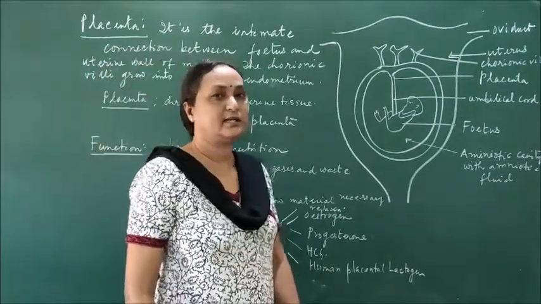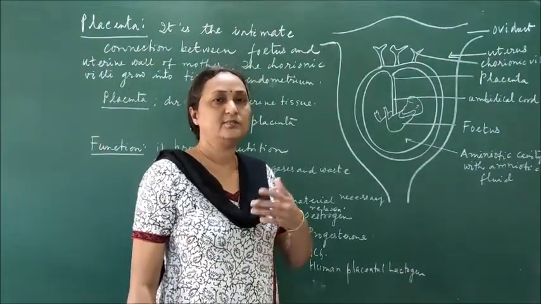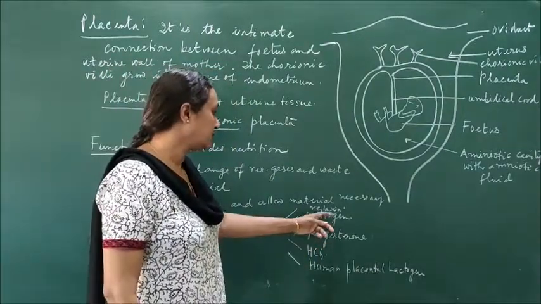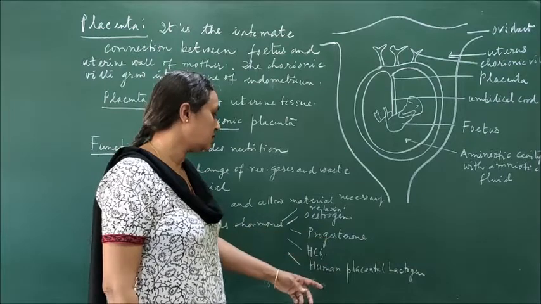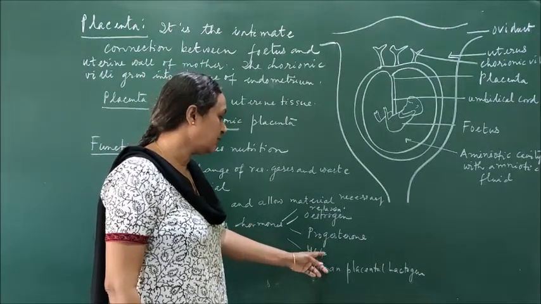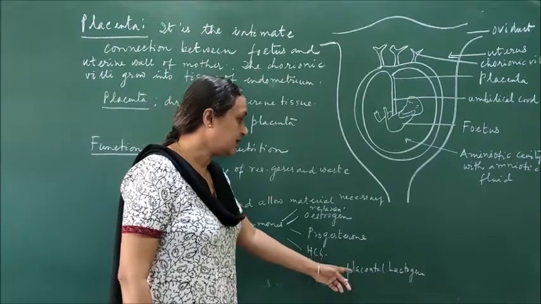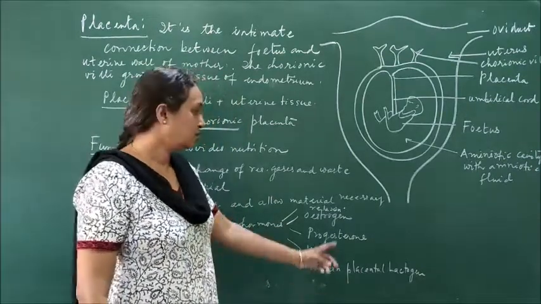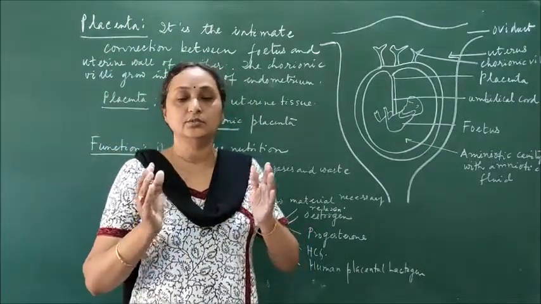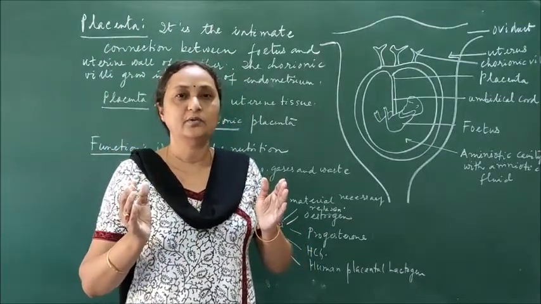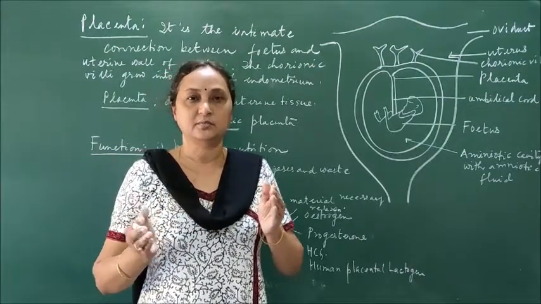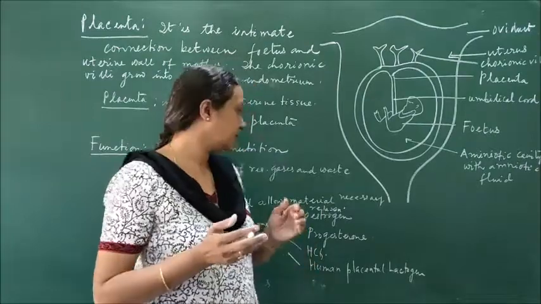The placenta is also acting as an endocrine tissue. It can release many different hormones. So what are the hormones? The hormones are relaxin, estrogen, progesterone, HCG, human chorionic gonadotropin, and human placental lactogen. What is the role of relaxin? Relaxin can relax the uterus at the time of birth of the baby, so that the baby can be expelled out of the mother's body. So that is the role of relaxin.